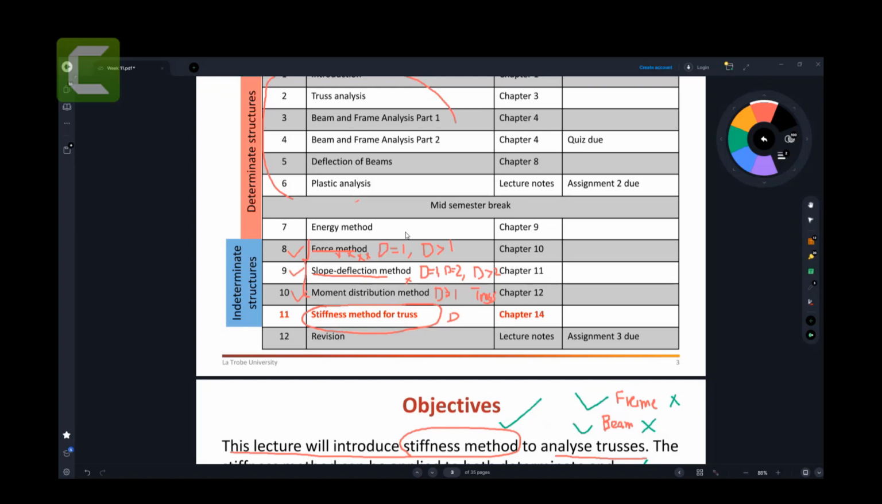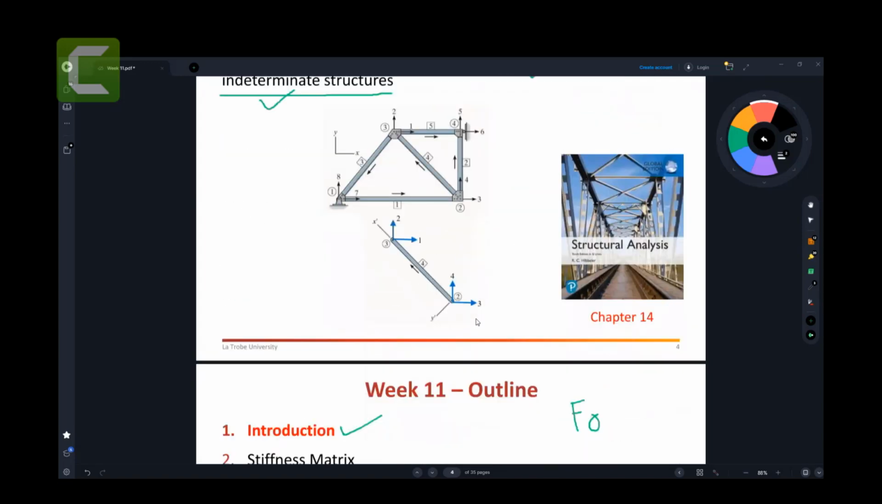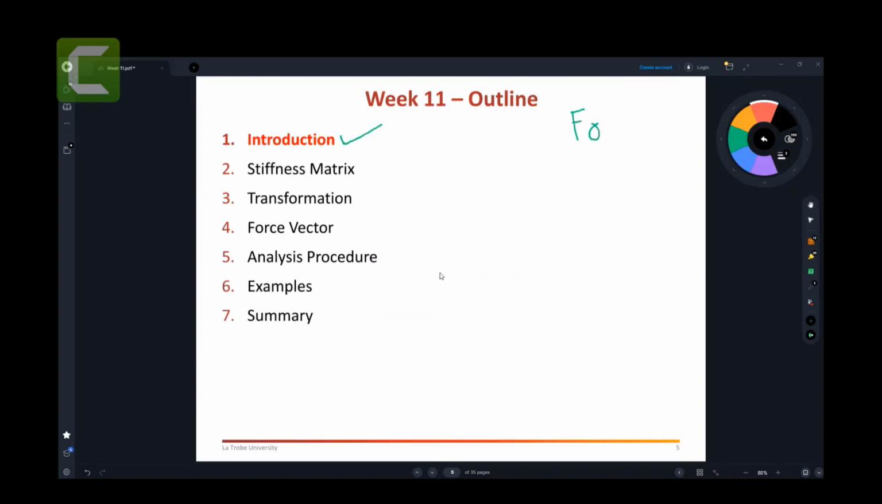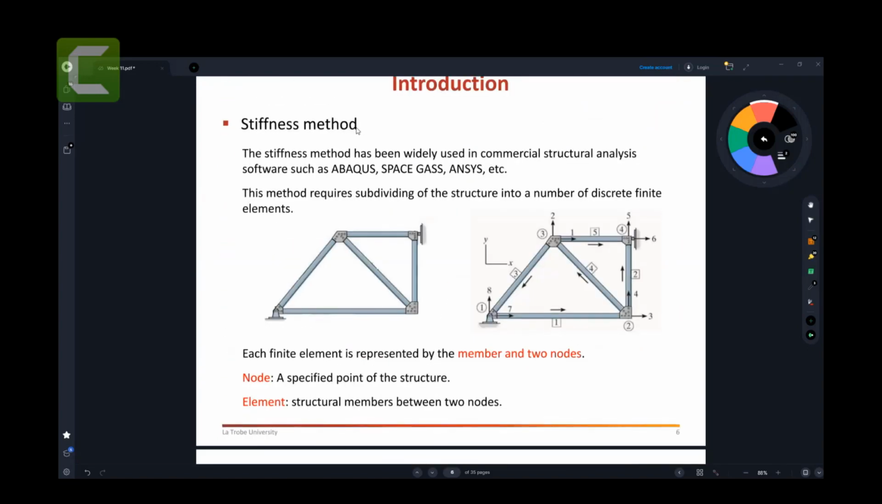Then someone said, what about the computer software? Can we build computer software? Yes, stiffness methods can be used to build computer software. So this is a very advanced method. We still use it in our analysis, and that's why we are teaching you these methods.